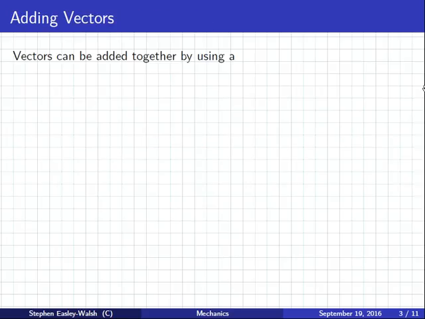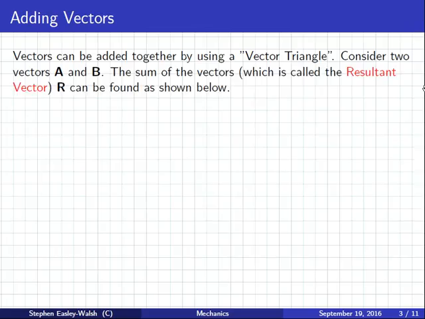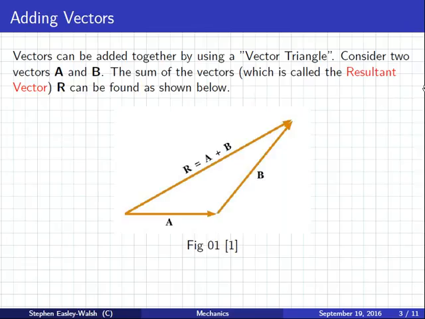Right. So vectors can be added together by using what we call a vector triangle. So if we have two vectors, let's call them A and B. To add the vectors, which we call the resultant vector, you can do it as follows. So I'll explain with the picture here. We have two vectors, A and B. So let's imagine this one is A and this one is B.